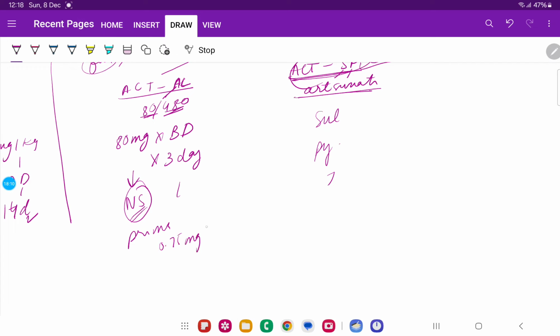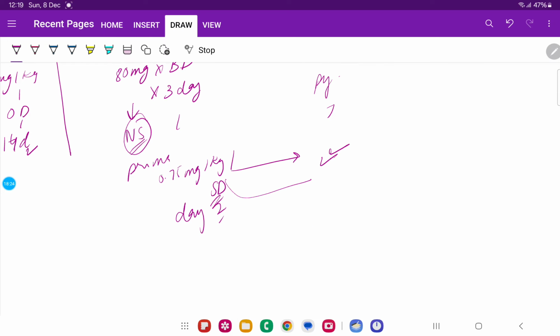Primaquine 0.75 mg per kg single dose on day 2. Here also we give primaquine in the same way. Primaquine is basically given to prevent recurrence.